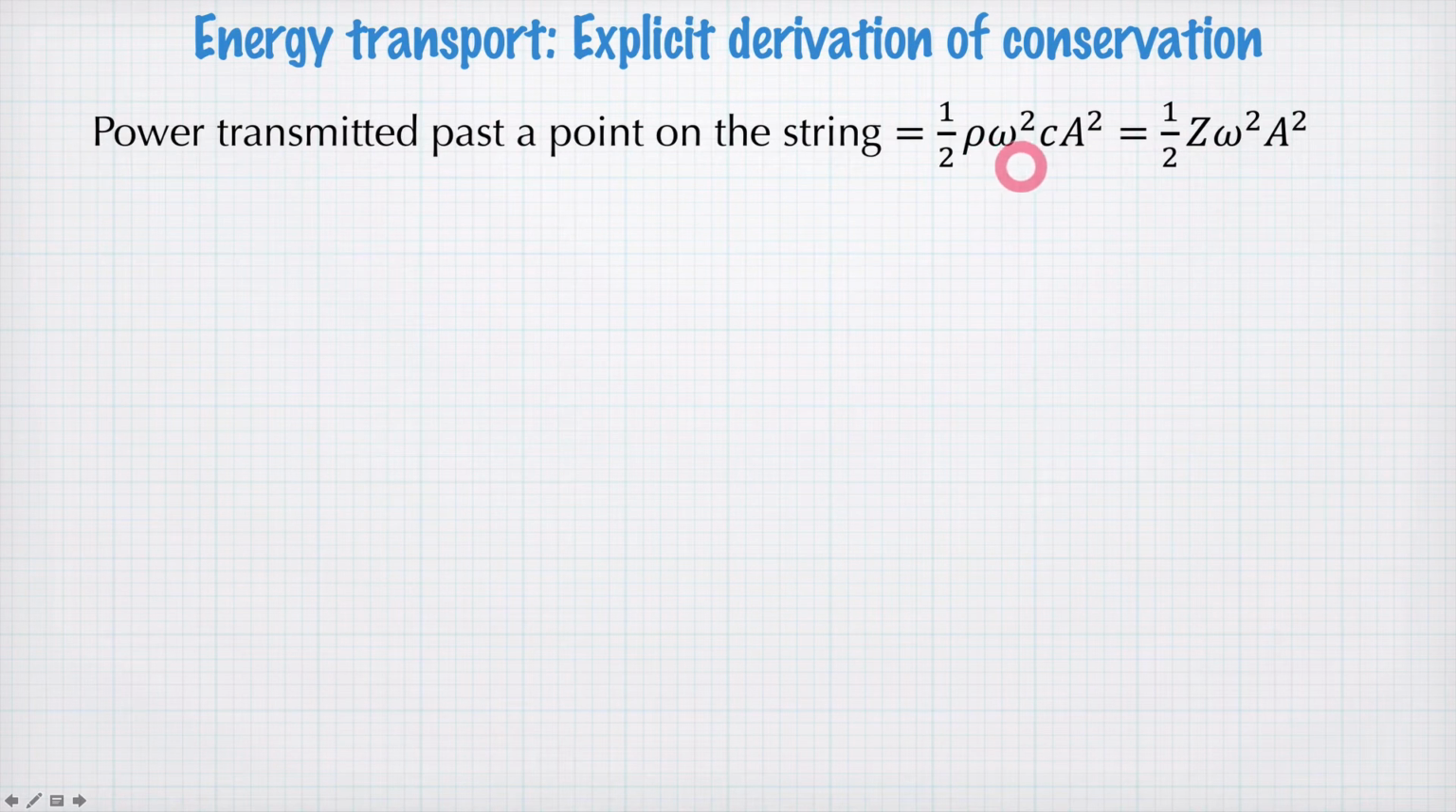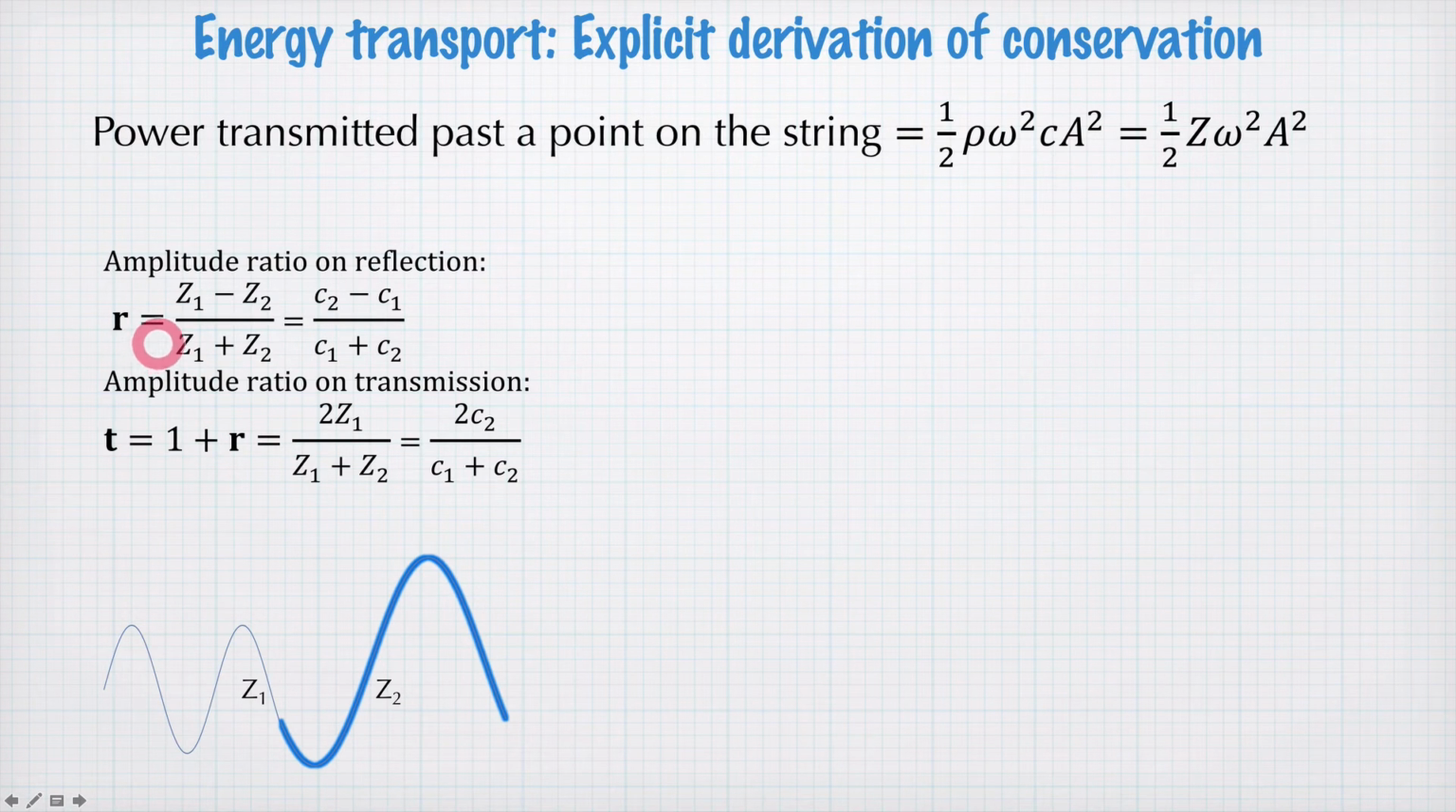So here's the equation for the power transmitted. I can rearrange this: the rho and the c I can bring together to make a Z. So here's the power transmitted as a function of the impedance. And we can use this to really explicitly treat the conservation of energy as we cross between materials of different impedance. So we derived before the amplitude ratio on reflection and the amplitude ratio on transmission. This tells you about the amplitude, the height of the waves, as you're reflected and transmitted. And it's expressed in terms of the impedances like this.